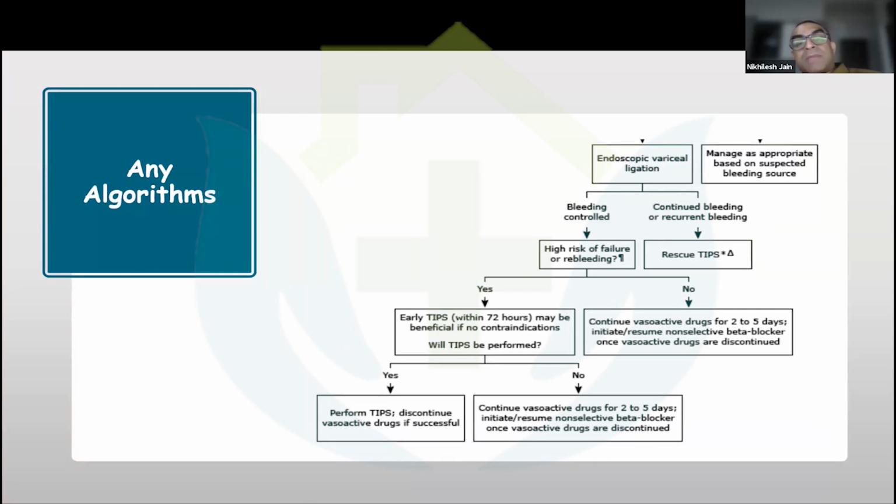If TIPS can be performed, you perform TIPS. If it cannot be performed, then again the same cycle follows: you continue vasoactive drugs for 2 to 5 days, and initiate or resume non-selective beta blockers once the vasoactive drugs are discontinued.